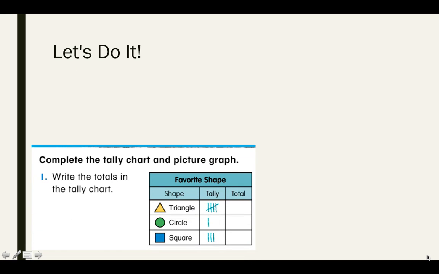Let's do it. Now it's your turn. Complete the tally chart and the picture graph. Write the totals of the tally chart. So now we're focusing on favorite shape: triangle, circle, square. You're going to count the tallies for each and write the totals. Correct, 5, because remember 4 and 1 across is 5. 1 for 1 circle, and 3 for 3 squares.